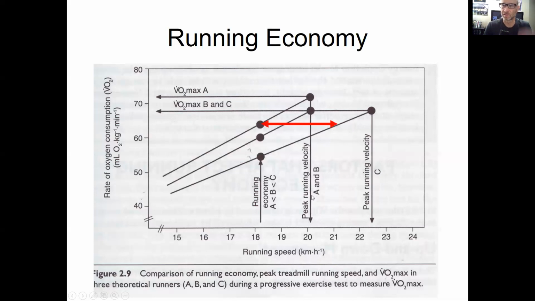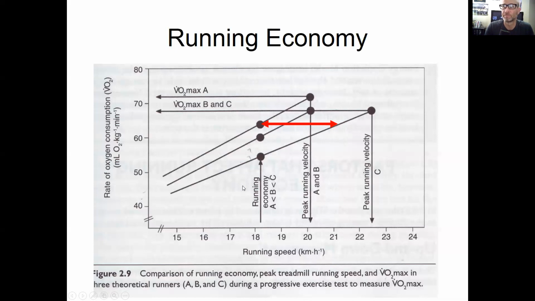All right, and that's just what this line is representing. If we look at this rate of oxygen consumption, runner A is only going to run just over 18 kilometers per hour, but runner C is going to be able to run 21 kilometers per hour. Runner C is more economical than runner A. This is just another way to look at it. For a given VO2, runner C is able to run faster, or for a given speed, runner A needs a higher rate of oxygen consumption than runner C.